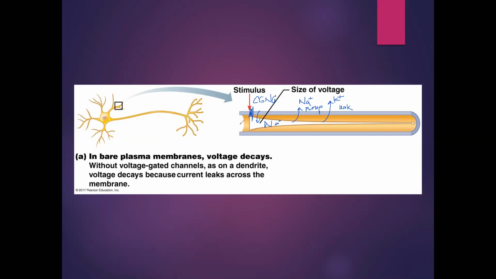Then it doesn't stay, so let's say that was +4. By the time the sodium would travel all the way down to here, maybe I only have a +1 worth of sodium. Okay, so on dendrites and cell bodies, I have to have a lot of little EPSPs in order to get that neuron to depolarize at the axon hillock.